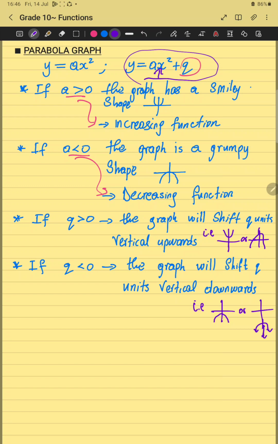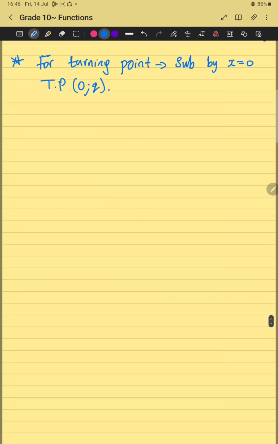So let me take a note of that one as well. If you want to determine the turning point, you just substitute x with 0, and then you solve for q.